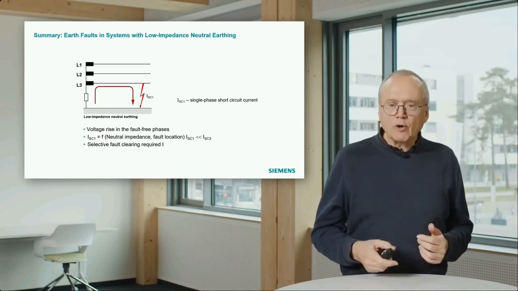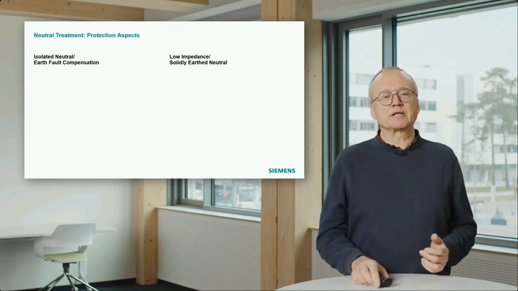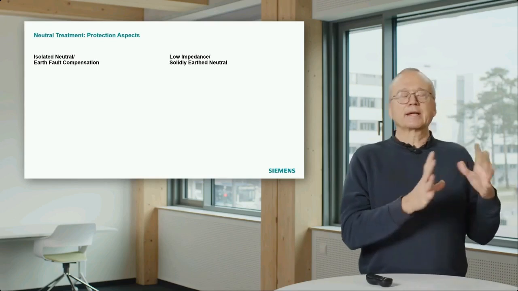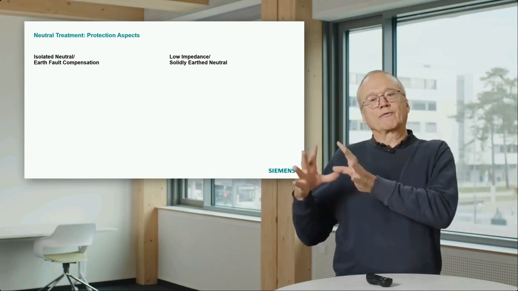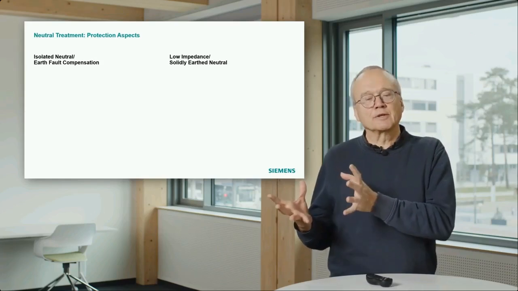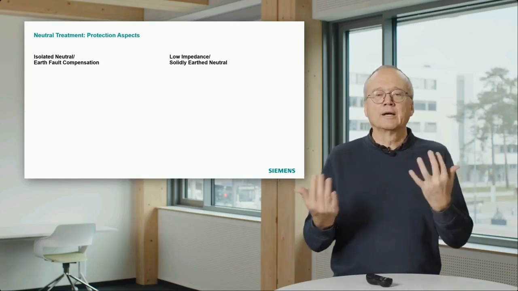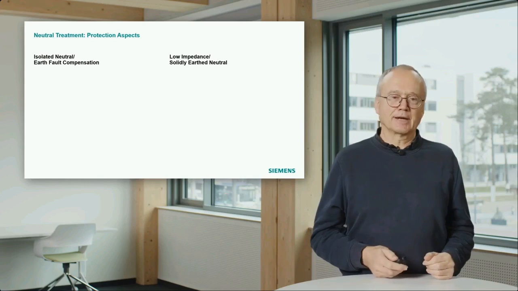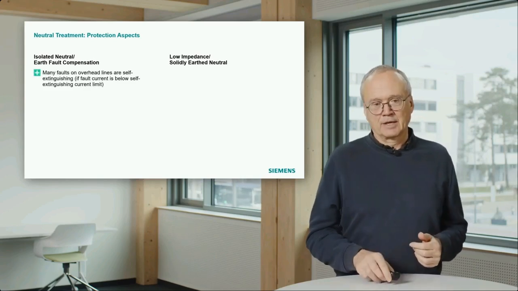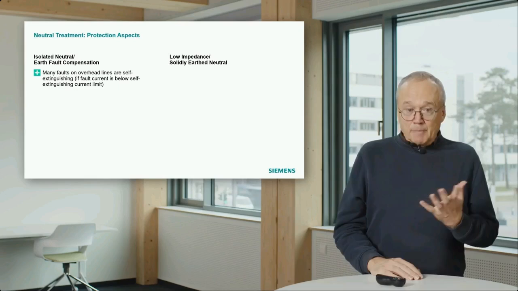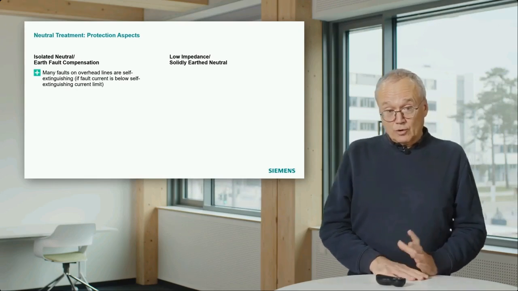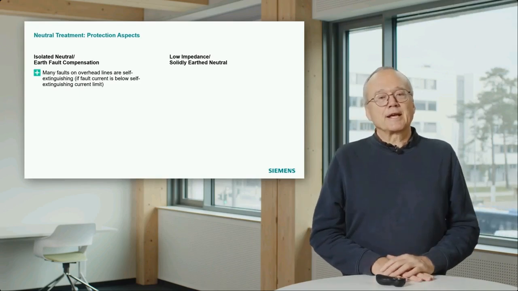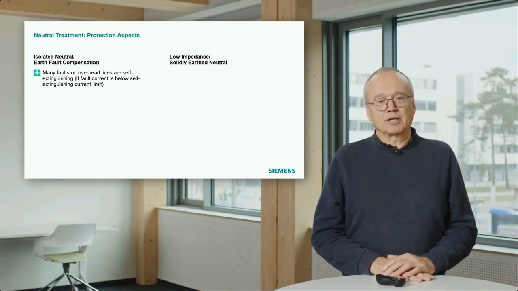So let's now compare these different schemes. We have on one hand isolated neutral or earth fault compensation. On the other hand, we have low impedance earthing or even solidly earthed. What are advantages and disadvantages of these concepts? The big advantage of isolated or earth fault compensation is that many faults are self-extinguishing.